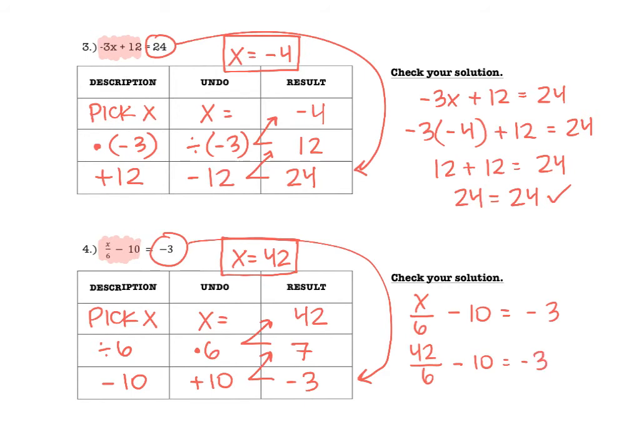And then follow order of operations. So 42 divided by 6 is 7. And 7 minus 10, or 7 plus negative 10, if you want to think about it that way, is negative 3. So I get negative 3 equals negative 3, which is a true statement, so I know I have the right answer.